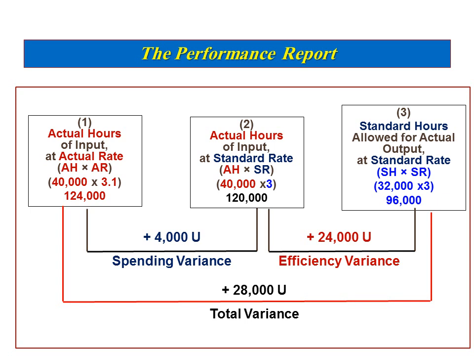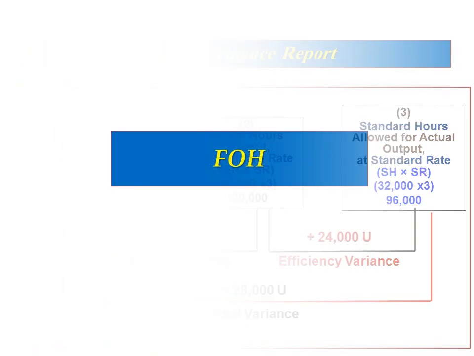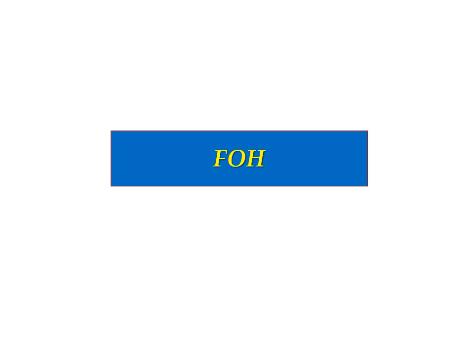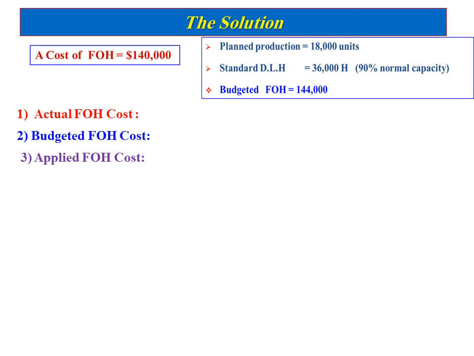The last requirement in my comprehensive example is fixed overhead. Very simple. This is my information. Here I have also only one amount for what? For actual cost of fixed overhead. And I have budget fixed overhead 144. Here I have planned production 18. And standard direct labor hours here 36. Here I have between brackets 90% of normal capacity. Again, not 100%, but 90% of normal capacity.